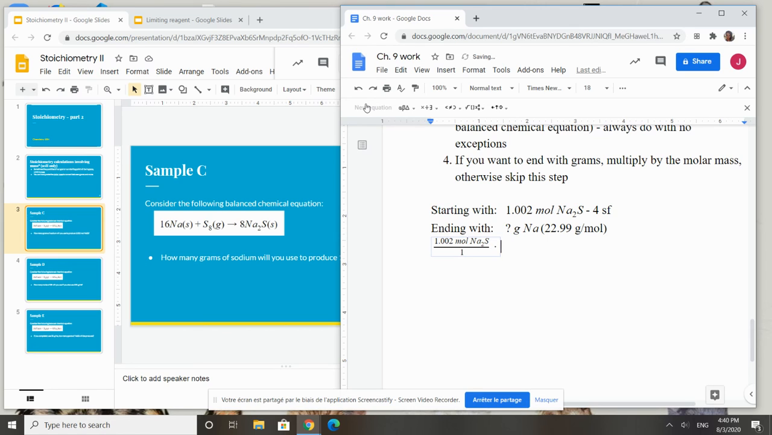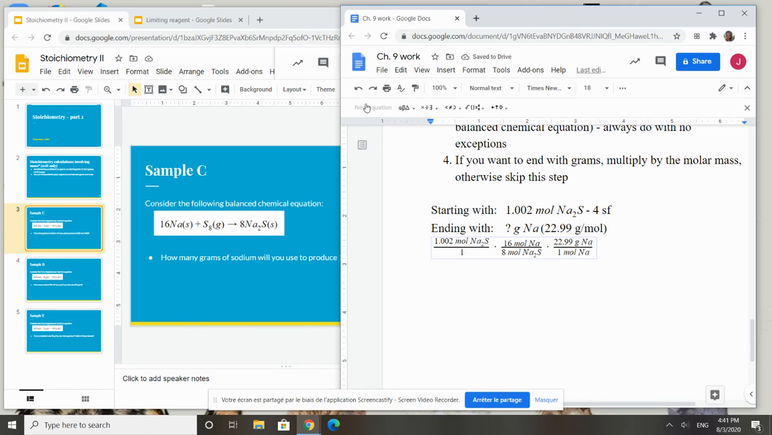And then this is in moles, so I do not need to do that second step I listed before with the molar mass. I skip right to the mole-to-mole ratio. What I'm looking for is Na. I go to my balanced chemical equation. I see that there's a 16 in front of it, and Na2S has an 8 in front of it. And then because I want my final answer to be in grams, I need to multiply by the molar mass.